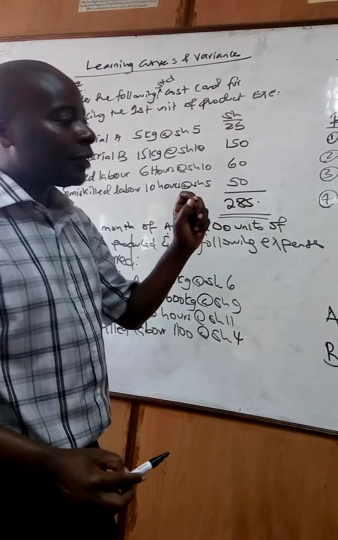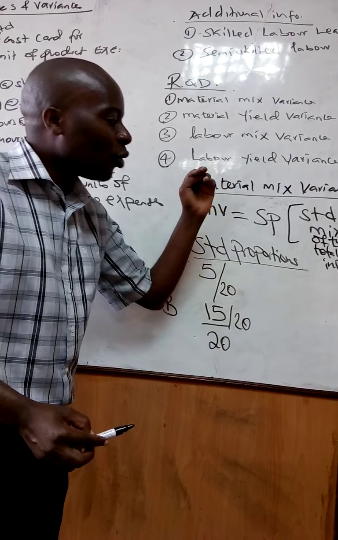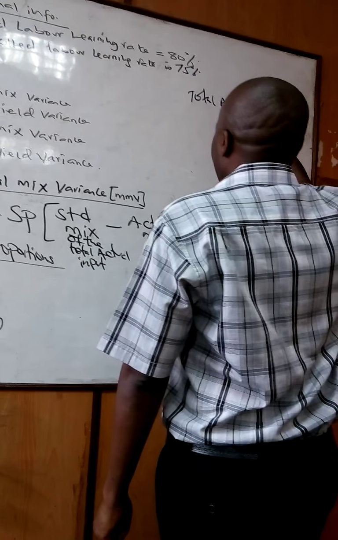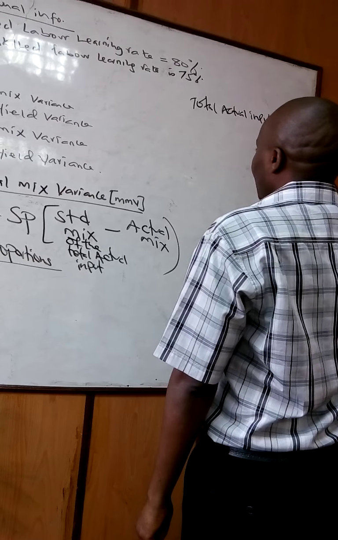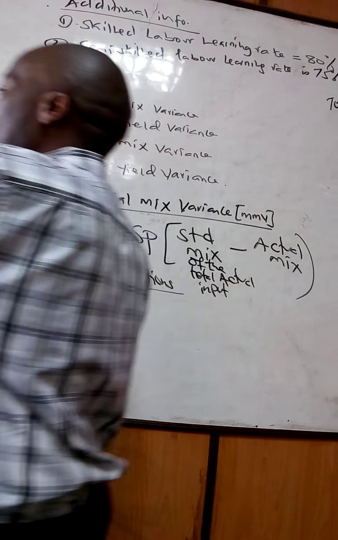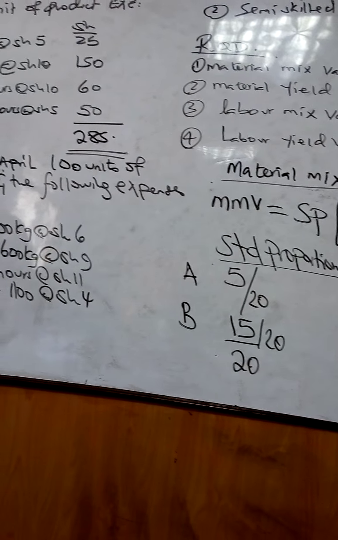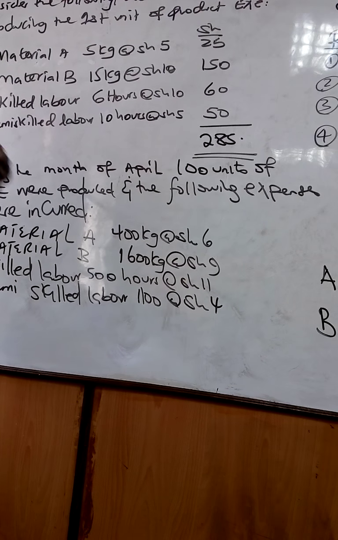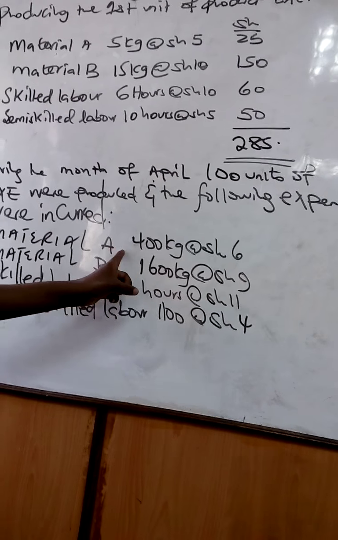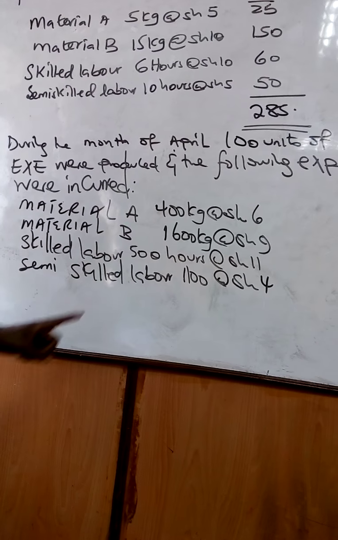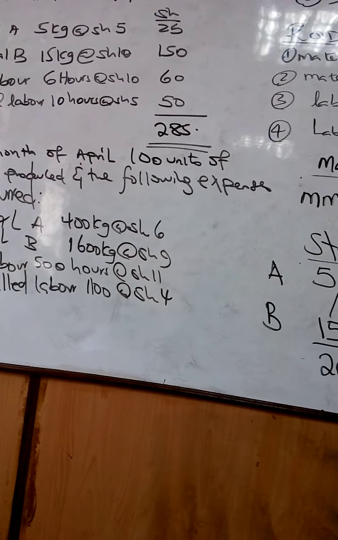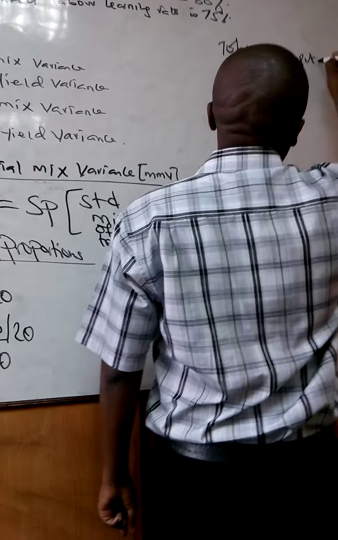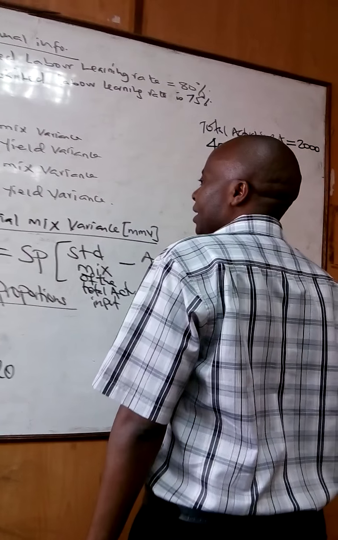That means, ladies and gentlemen, that first of all we have to compute this total actual input. Go to the actual information, and they give us the total actual input. You can see some historical statement here. During the month of April, 100 units of X were produced and the following expenses were incurred. Look at the actual quantities of these materials. For A, the actual quantity was 400 plus 1600, which gives us 2000.